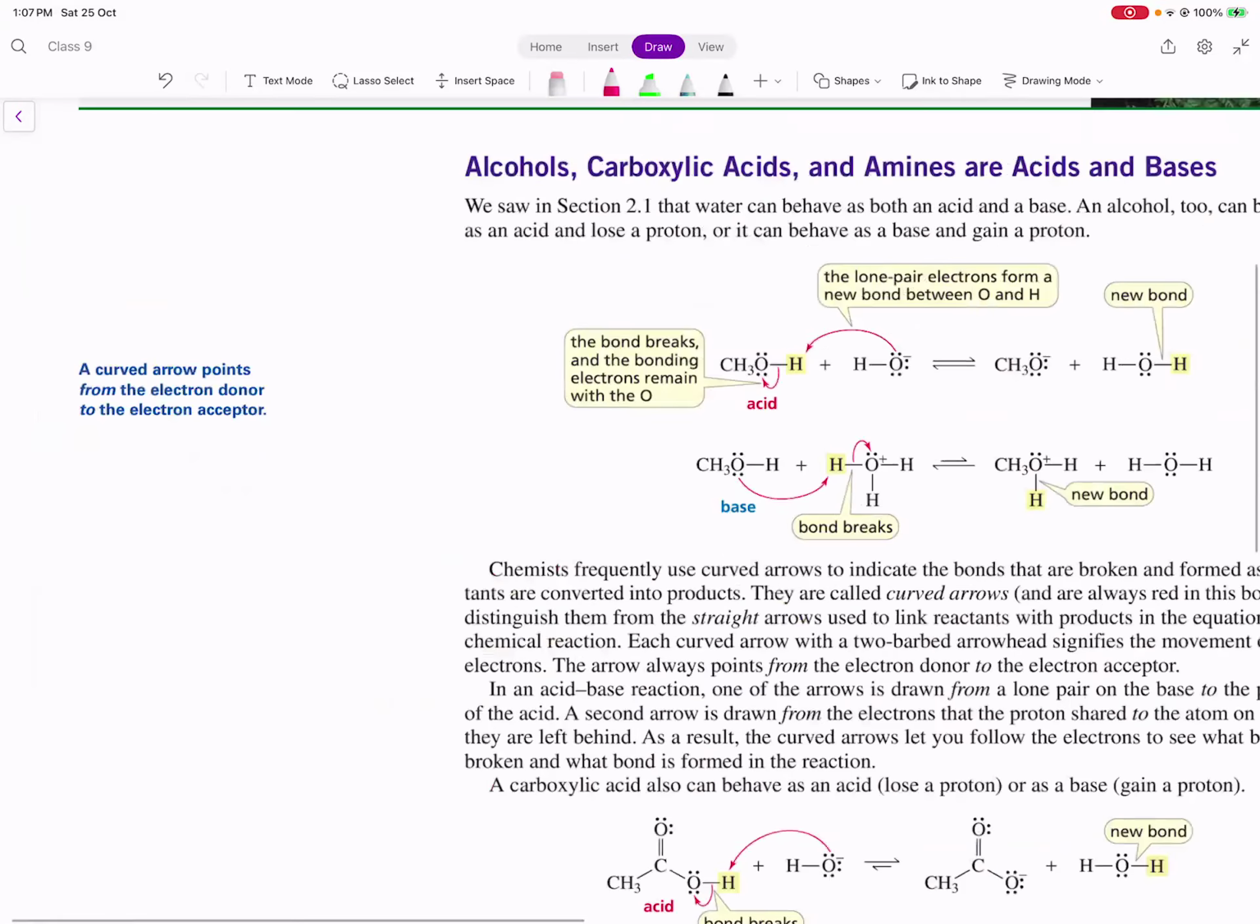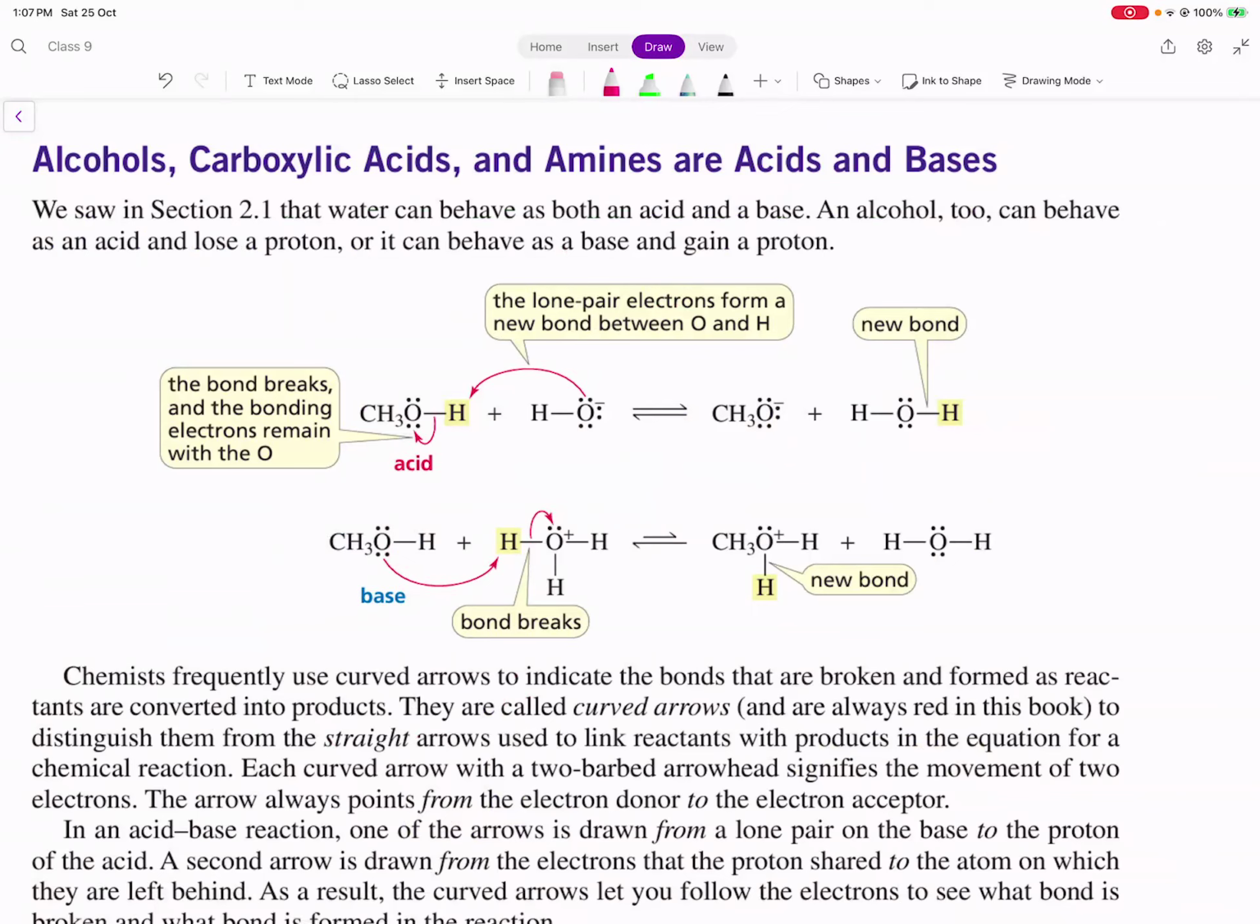Now this is very important. A curved arrow points from the electron donor to the electron acceptor. See, alcohols, carboxylic acids, and amines are acids and bases. So when we are drawing this, this is acting as an acid and HO minus. We start the curved arrow from the lone pair of electrons. I'll use a different color. This curved arrow is telling me that these lone pairs are going to hydrogen and will make a bond with it, because one line means two electrons. So see, they have formed a bond with this.